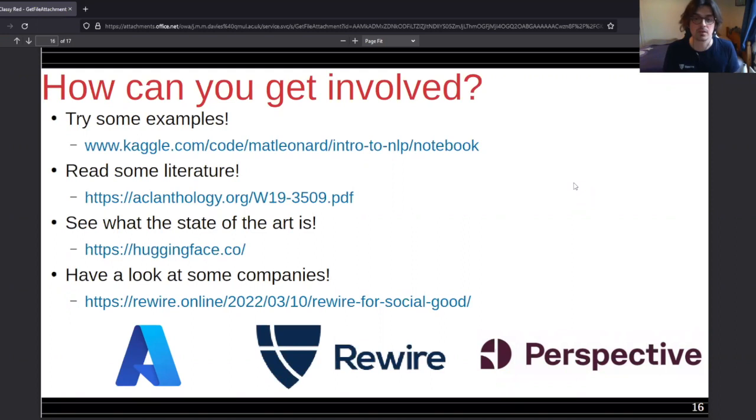And have a look at some companies. So this is where we bring in the shameless plug for Rewire. Like I said, I no longer work for them, but I'm still in contact with them, actually meeting up for drinks next week. If you have a look at some of the companies at the bottom, we have Microsoft Azure, we have Perspective, which is Google's content moderation software, and we have Rewire. Now, Rewire actually outperforms these two.